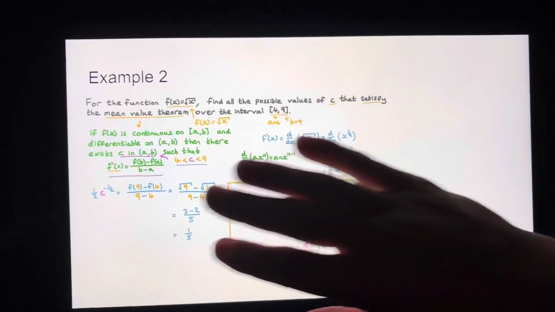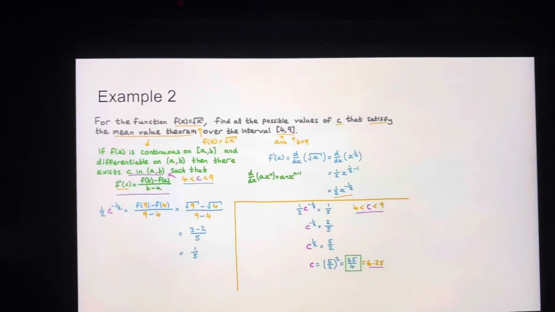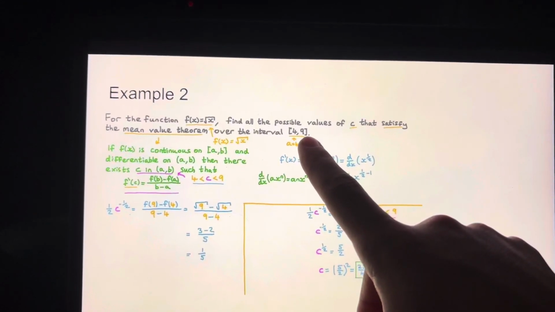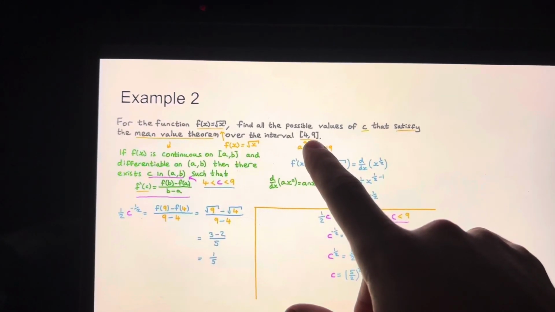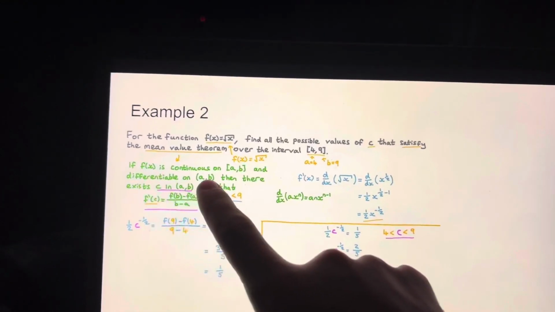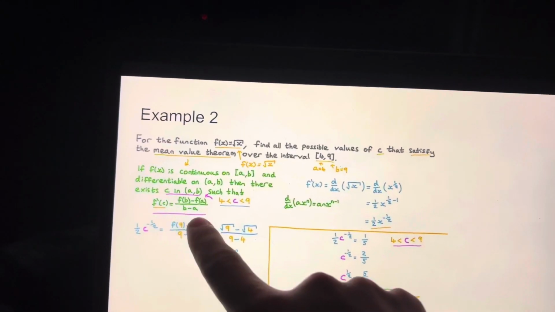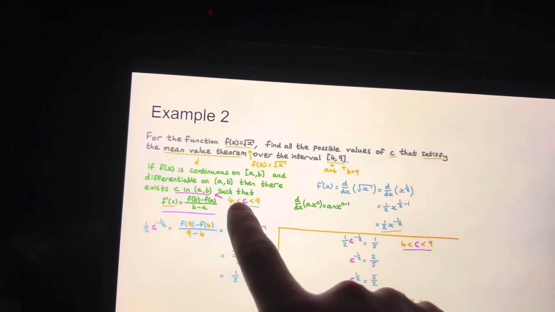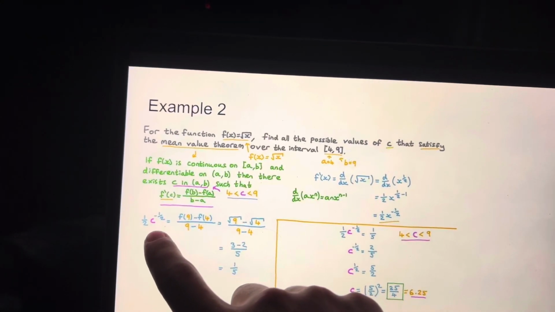And then for example 2, same thing. For the function f(x) equals the square root of x, we've got to find all the possible values of c that satisfy the mean value theorem over the interval 4 to 9. So this is our function there. a equals 4 and b equals 9. That's how we get a and b. So if f(x) is continuous on [a, b] and differentiable on (a, b), which is still the mean value theorem, then there exists c in (a, b) such that this holds. So what this is saying is that 4 has to be less than c, which is less than 9. So now we know that c is between 4 and 9.